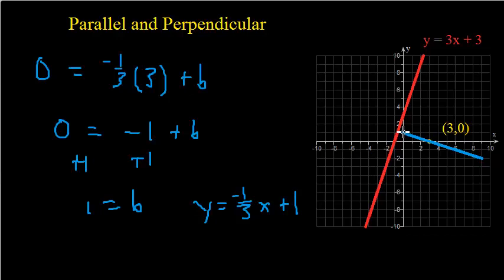So if I start here at (0, 1), I can also go up 1 and to the left 3, up 1 and to the left 3. And that will also be along that same line.